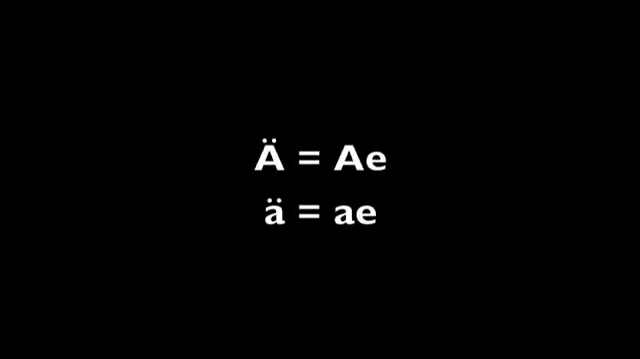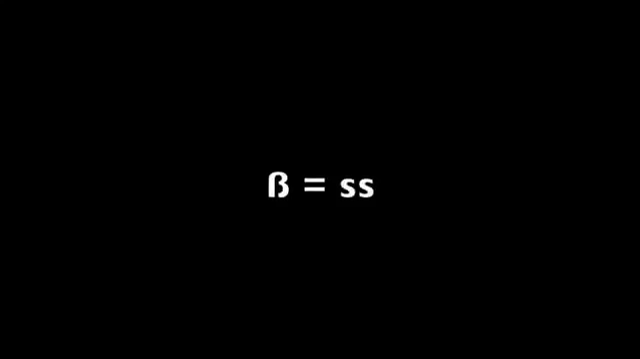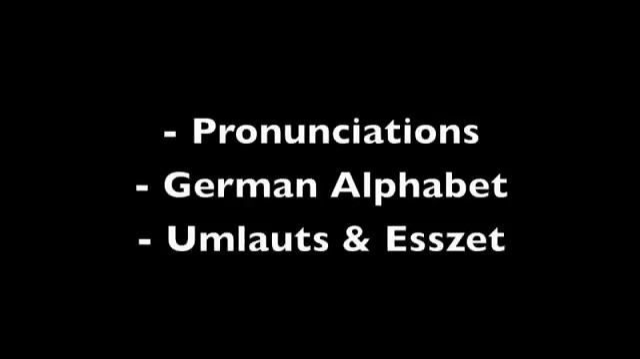Now, most of you don't have these certain keys on your keyboard, so what you can do is type an A with an umlaut as A-E. An O with an umlaut is O-E, and a U with an umlaut is U-E. But that's only if you don't have the characters on your keyboard. If you do not have the key for the Eszett, just type two S's. Very simple, very easy.